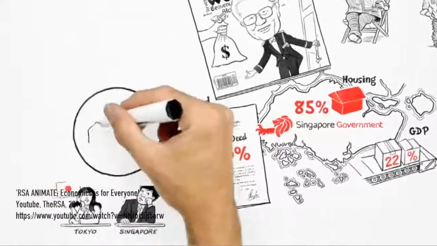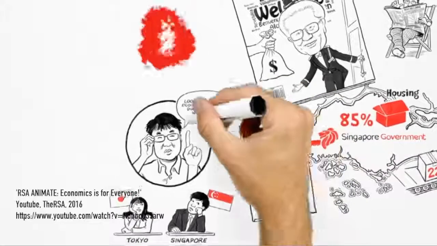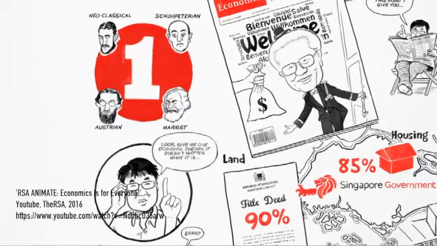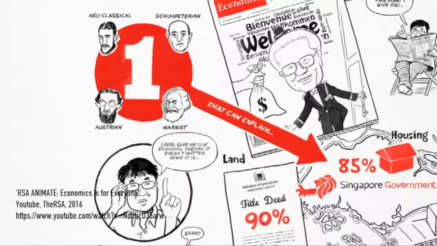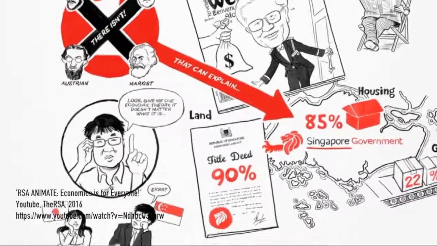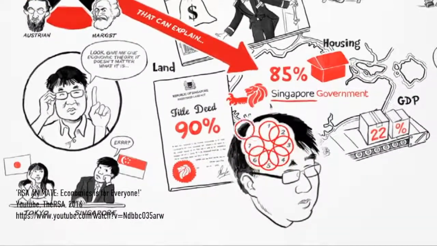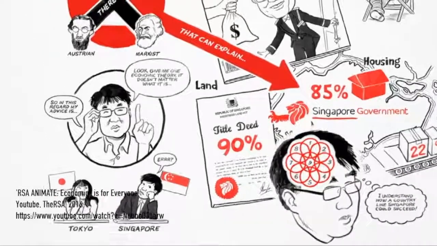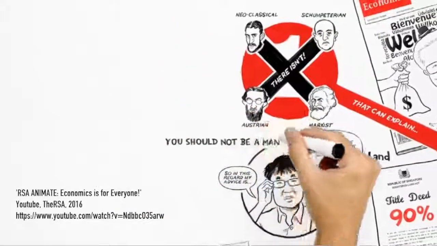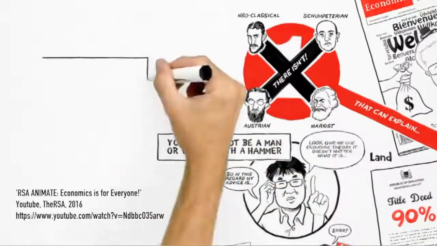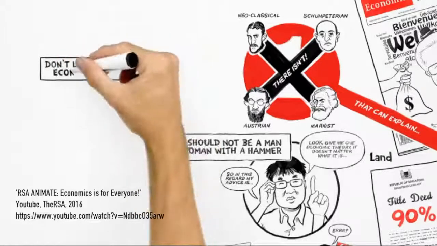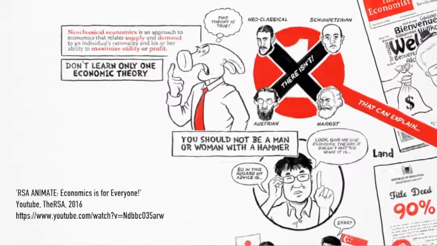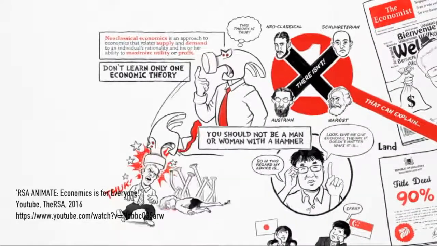So in talking about Singapore, I always tell my students, look, give me one economic theory. It doesn't matter what it is, neoclassical, Marxist, Austrian, Schumpeterian. Give me one economic theory that can explain Singapore. Well, there isn't. So you need to know these different theories to fully understand how a country like Singapore could succeed. So in this regard, my advice is that you should not be a man or a woman with a hammer by learning only one kind of economic theory. Because whatever that theory is, once you believe that one theory is true, like the man with a hammer, you will start to see everything as a nail.